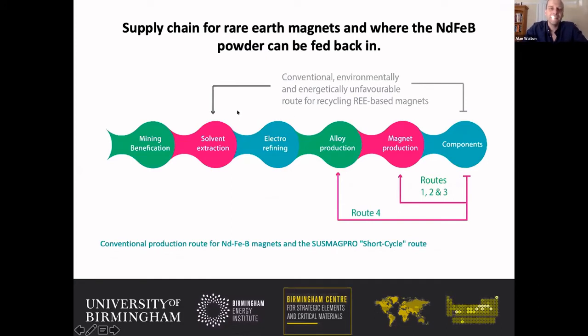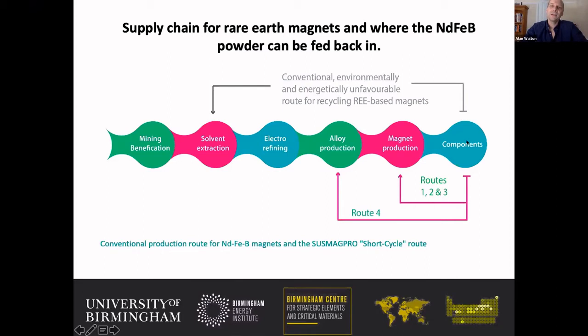But essentially, if you go all the way back to the mine, you dig the material out of the ground, it goes through a chemical process, which is the one that produces the effluent that I showed you earlier. You then strip the oxygen away using electro-refining, which is similar to aluminium production. You cast an alloy, and then you go through that complicated flow diagram I showed you earlier to make a magnet, and then it goes into the component.